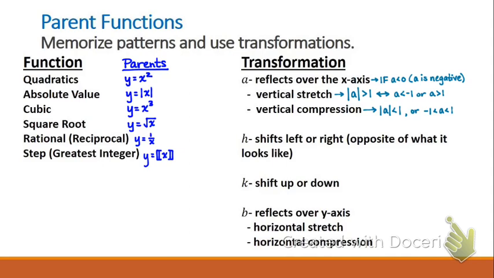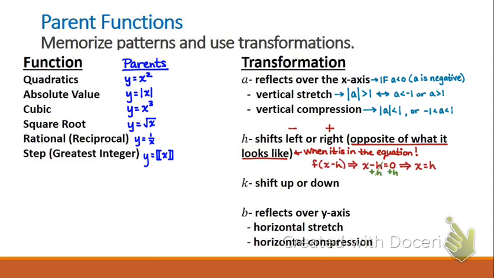If it's exactly negative 1, it's going to reflect over the x-axis, but then you will not have any kind of stretch or compression. H is going to shift things left or right. It's going to shift it left if H is negative and right if H is positive, but please be careful. This is going to do the opposite of what it looks like in the equation. So when it's in the equation, I would see plus for left and minus for right, because remember, you have to take whatever's inside the parentheses with x, set it equal to 0, and then solve it for that h value. That's why we're going to see that sign switching there.